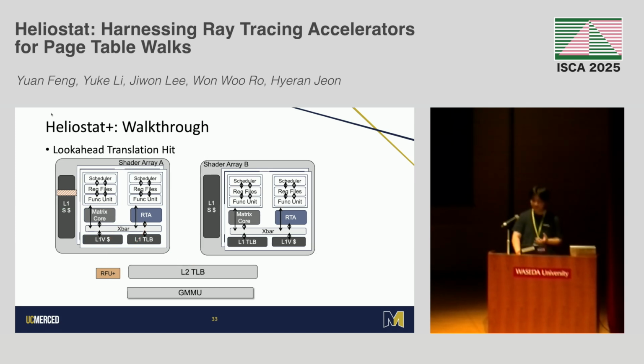Then suppose that in shader array B, we have an L1 TLB miss as well, and the address is the one that shader array A just fetched via look-ahead. Then the request will arrive at the L2 TLB and the RFU Plus if the L2 TLB is a miss. Then the RFU will look up its cuckoo filter, and the cuckoo filter will likely report that we have a translated copy. The request will then be redirected to shader array A and look up its L1 scheduler cache. Then the translation can be finished without actually traversing the page table radix tree.